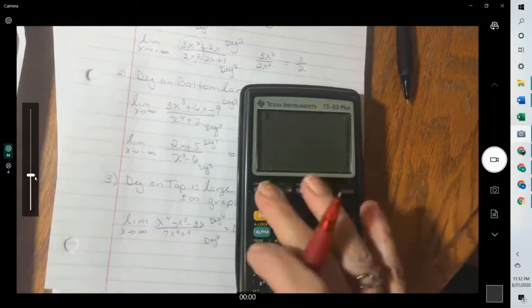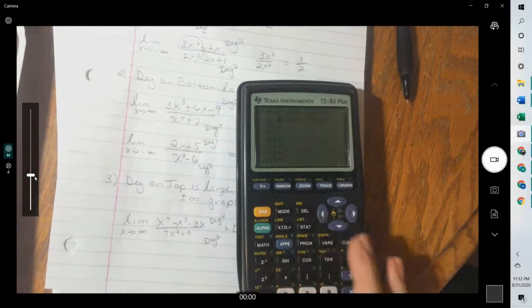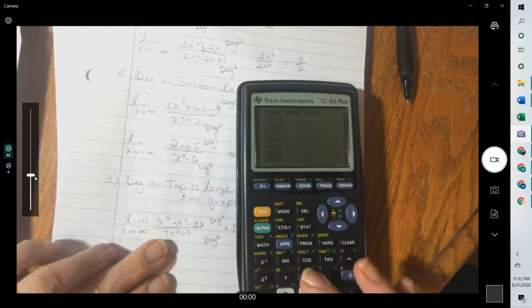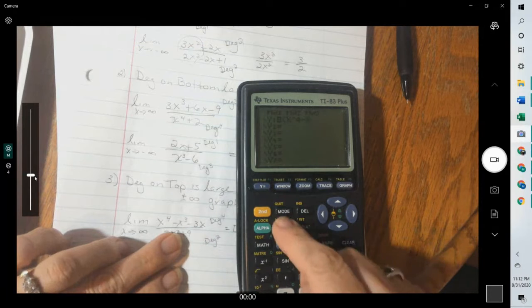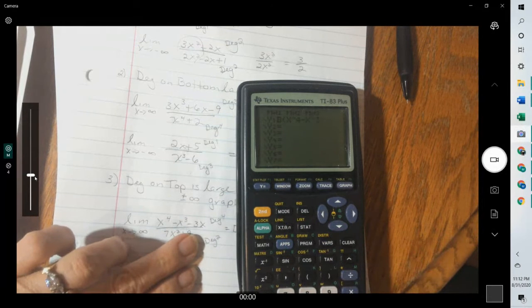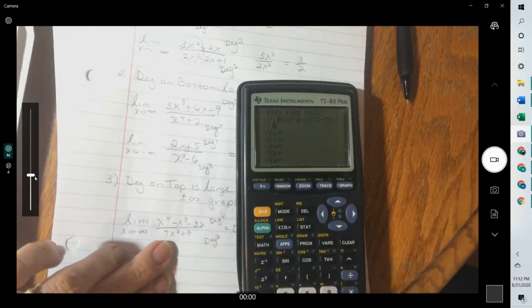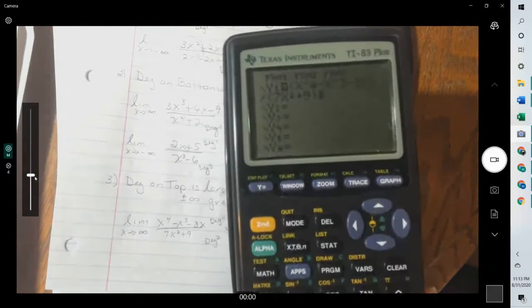So if we plug that in, delete what I have there. Delete, clear. X to the 4th minus x to the 3rd minus 3x divided by, make sure you're putting your numerator and denominator in parentheses, unless you have a fraction bar. Make sure I have it right.